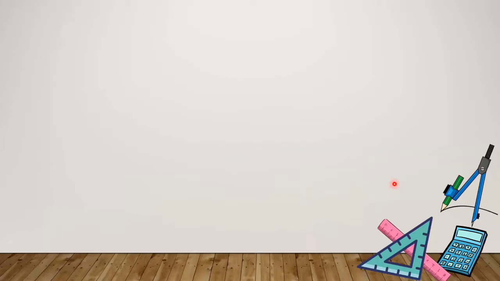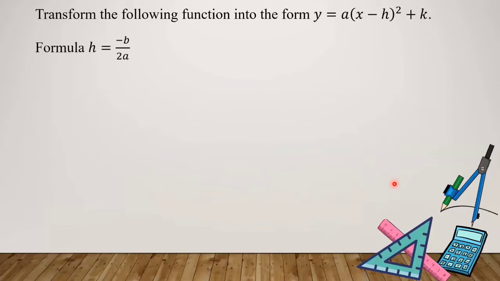The next is I will show you the shortcut way on how to do it. So in finding each value, we use the formula h is equal to negative b over 2a. So the equation is y is equal to x squared minus 4x minus 10. After that, we identify the value of a, b, and c, which is our a is equal to positive 1, b is equal to negative 4, and c is negative 10.